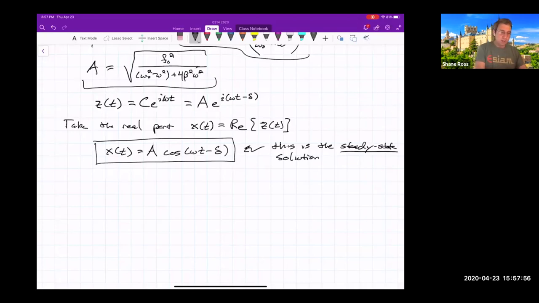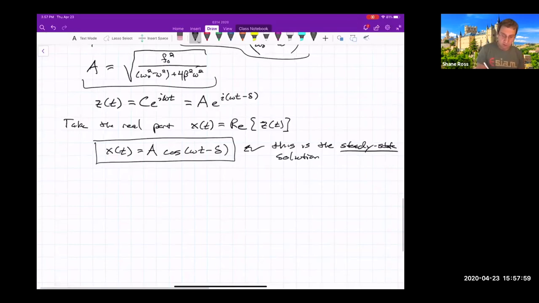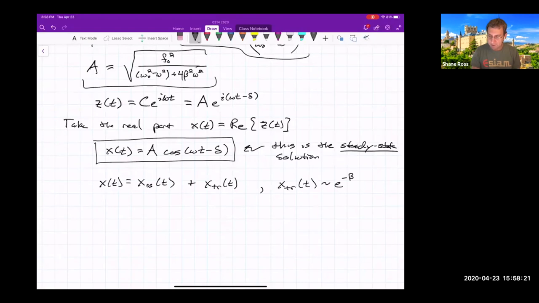There would also in general be a transient solution. So you might say x as a function of time is this steady state solution plus something that's transient. It's not important to what I wanted to talk about, but I just want you to know that this transient solution dies out exponentially. It's got a term in it that's exponential of minus beta t, and beta is positive. It represents damping, so that transient part will disappear.